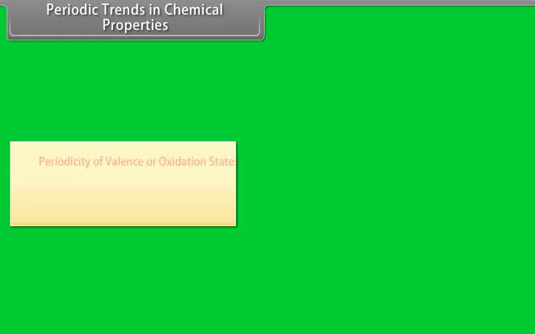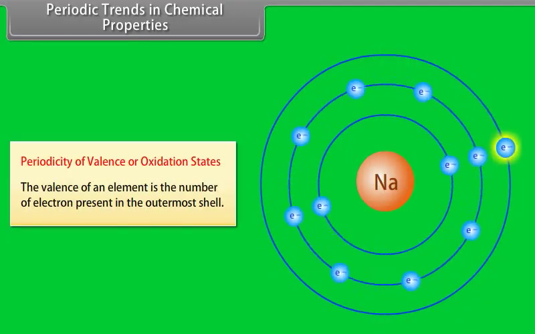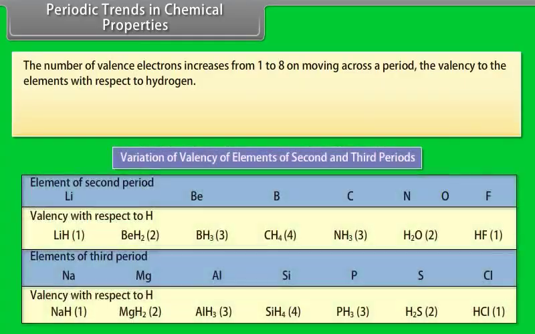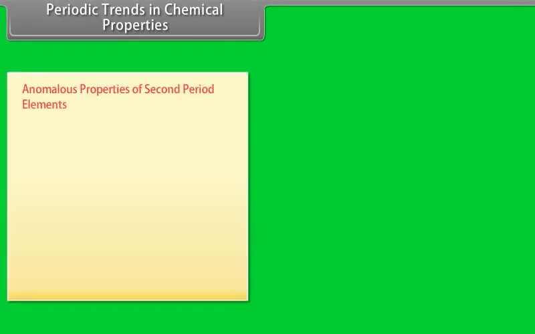Periodic trends in chemical properties. Periodicity of valency or oxidation states. The valency of an atom is the number of electrons present in the outermost shell. The number of valency electrons increases from 1 to 8 on moving across a period. The valency of the elements is considered with respect to hydrogen. On moving down a group, the number of valency electrons remains the same, and therefore all the elements in a group exhibit the same valency.